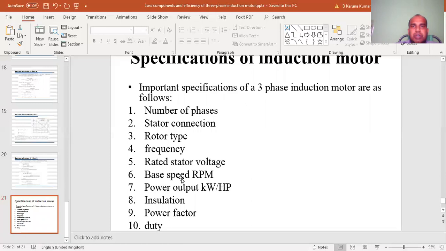The last one is specifications of induction motor. The important specifications of induction motors include the number of phases, star connection, rotor type, the frequency, the rotor and stator voltage, speed, output power, insulation, power factor and duty cycle. These are important specifications of a three-phase induction motor. Okay, thank you.